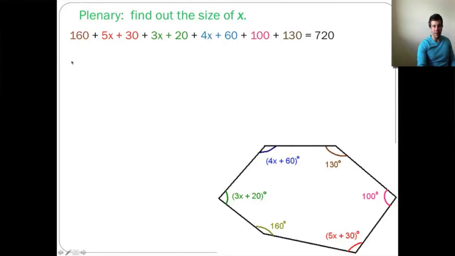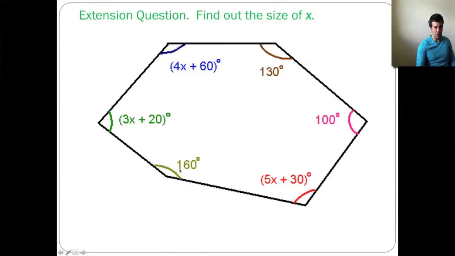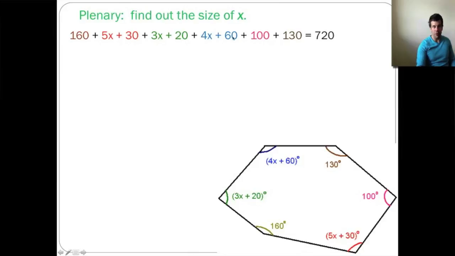Write down this expression. The brown angle, or I should say the beige angle, plus the red, plus the pink, plus the green, plus the blue, plus the, I've covered the pink, plus the brown, gives you 720 degrees. Can you collect like terms on the left, or simplify the left, I should say? Remember, how many x's are there in total? And how many numbers there are in total? Click pause if you want a few more seconds to do so.